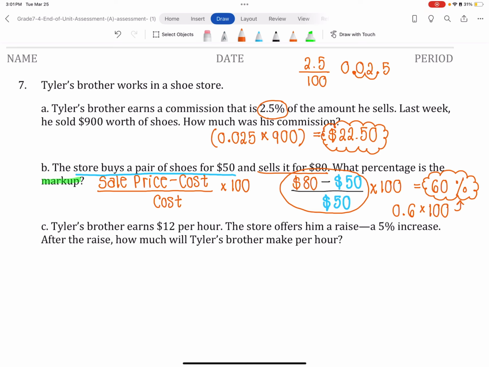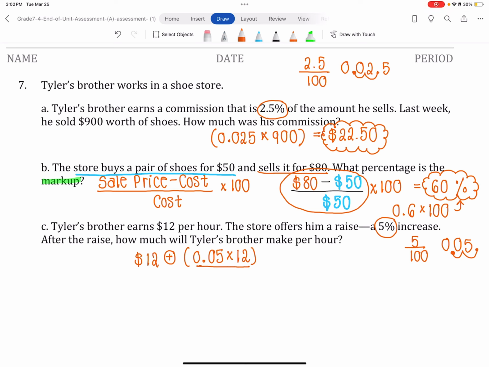Part C. Tyler's brother earns $12 per hour. The store offers him a raise, a 5% raise. After the raise, how much will Tyler's brother make per hour? So Tyler originally makes $12, and we're going to add a 5% raise. So we're going to take this 5% and divide it by 100, or we're going to, again, take the decimal place 2 places over to the left to get 0.05, and we're going to multiply it by 12.